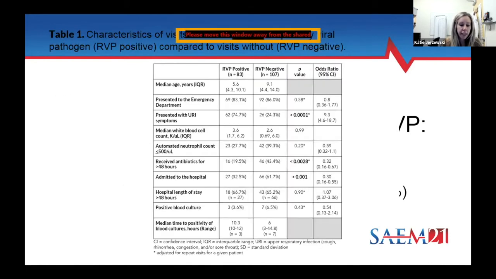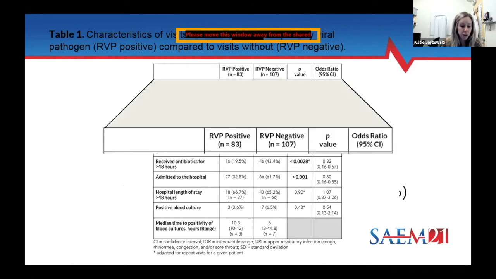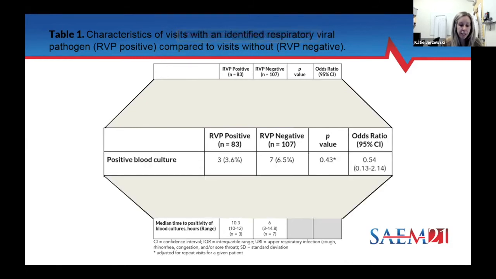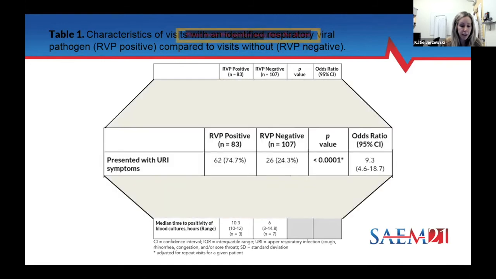Table 1 reviews the characteristics of our patient population. It compares those with an identified respiratory viral pathogen, or RVP positive, in column 2, compared to those without, or RVP negative, in column 3. We found no statistical difference in the rate of bacteremia for RVP positive compared to RVP negative patients.